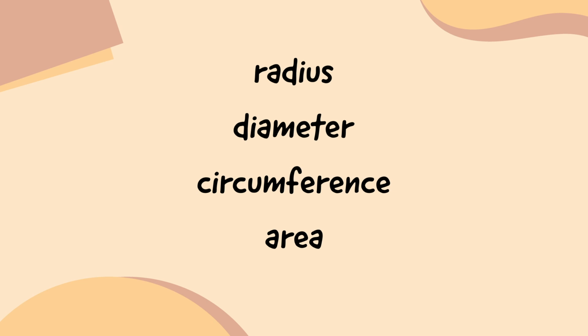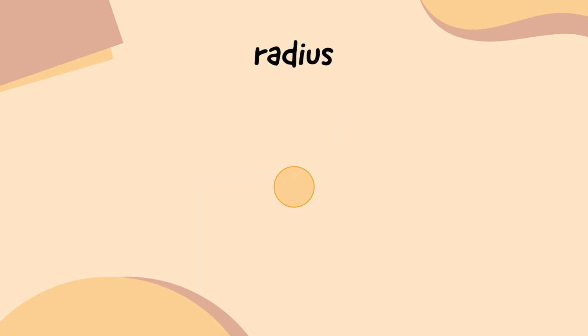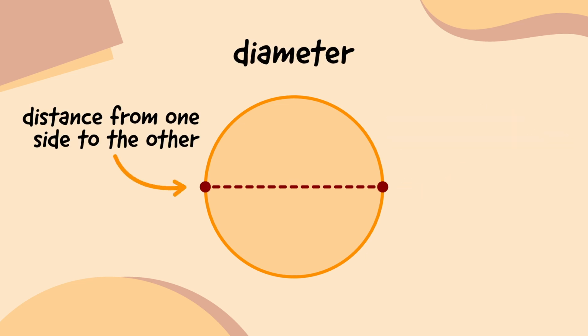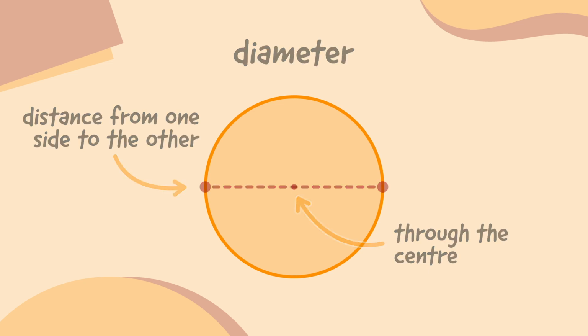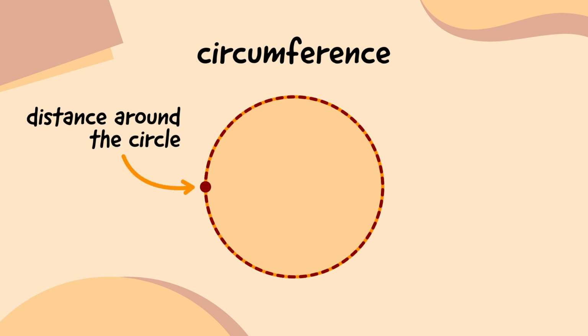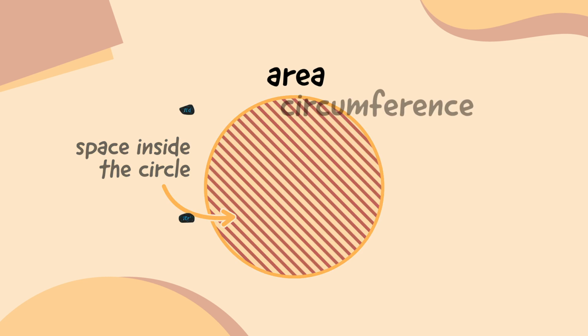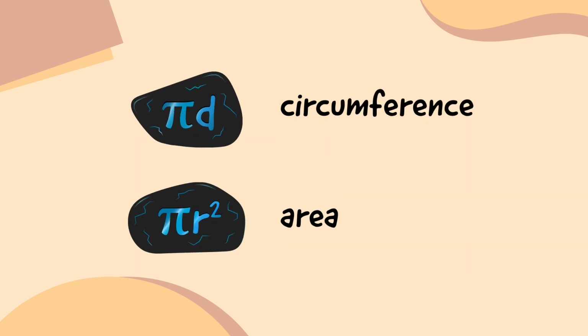Okay, so I'm going to quickly remind myself. The radius is the distance from the middle of the circle to the edge of the circle. The diameter is the distance from one side of the circle through the centre to the other side, and is always twice as long as the radius. The circumference is the distance all the way around the circle, and the area is the size of the space inside the circle. The circumference is equal to pi d, and the area is equal to pi r squared.